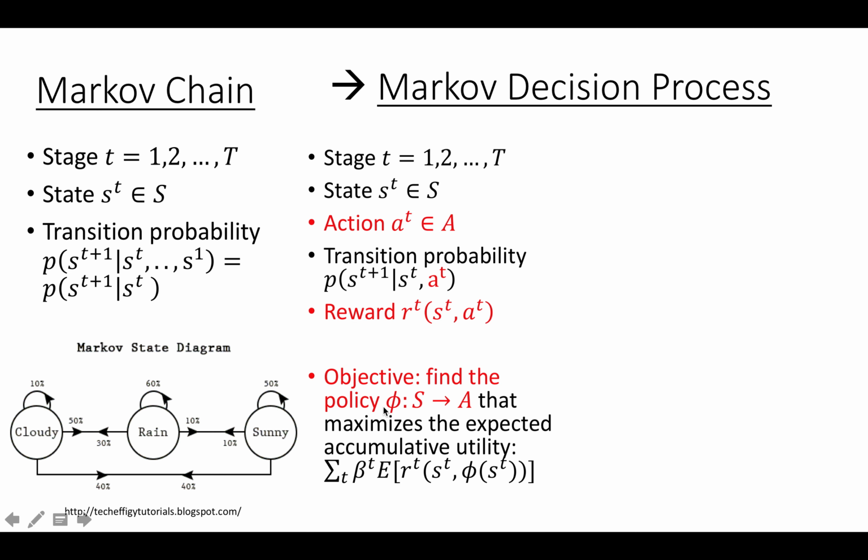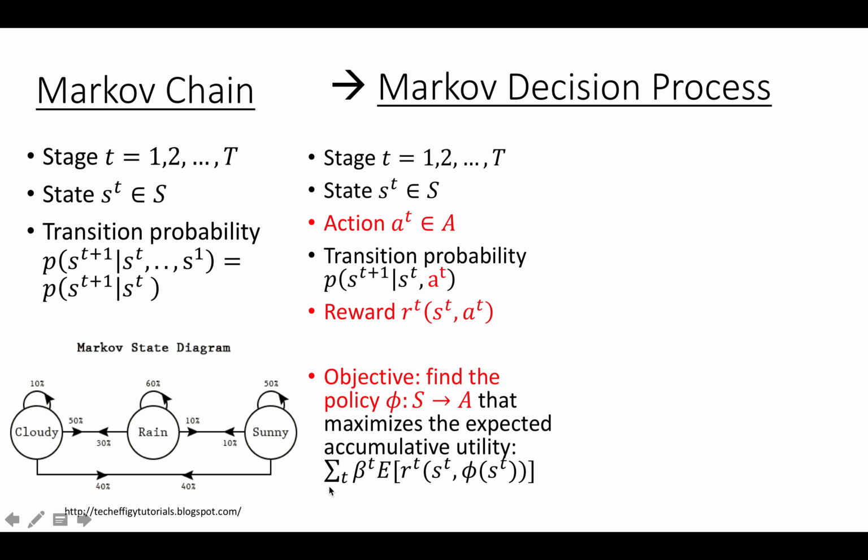This policy is a mapping, or a function, from the state to action. So facing different states, I should know what action I should take. For example, if today is sunny, then I don't need to bring an umbrella, something like that. Basically, the table tells you what to do when you face different states. And our objective is to find this policy so that we can maximize the expected accumulated utilities.